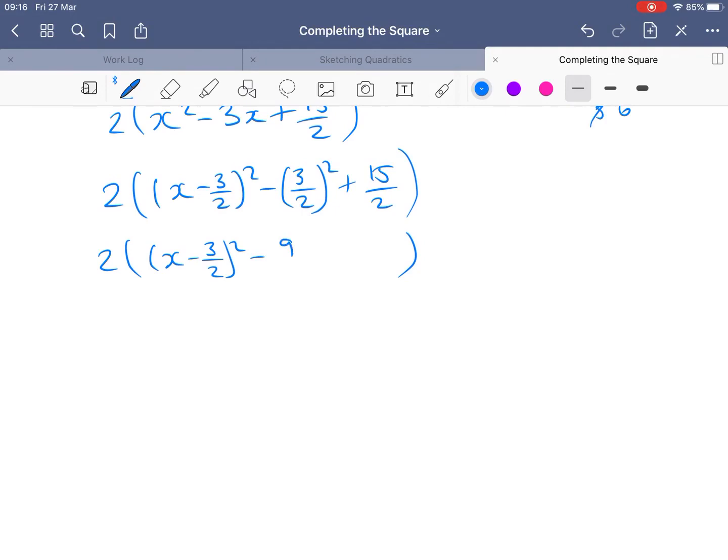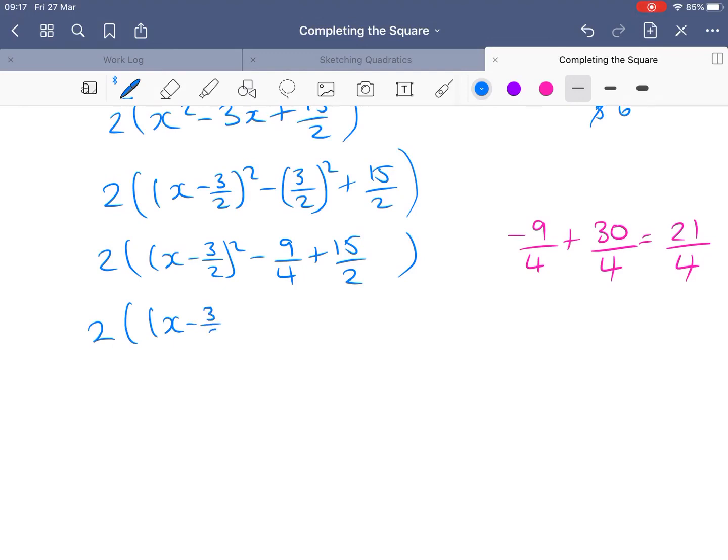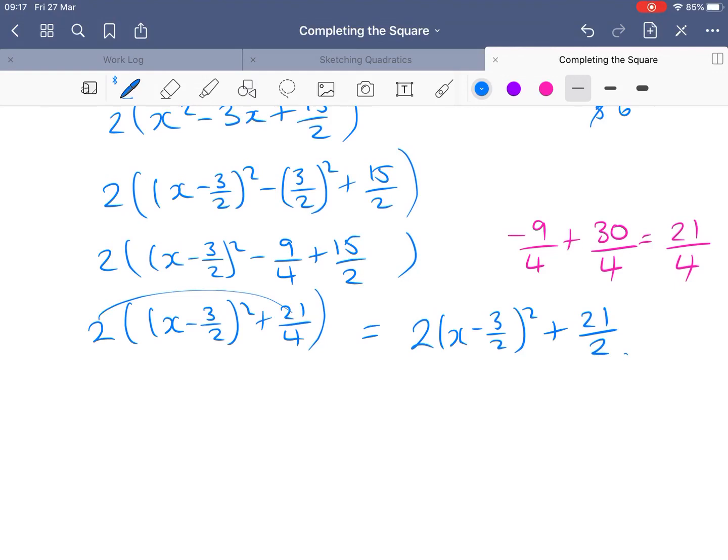Right, so 3 squared is 9 and 2 squared is 4. Add 15 over 2. And again, I'm not going to put it in my calculator. I'm going to try and do it properly. So I've got minus 9 quarters plus, well, 15 over 2 is the same as 30 over 4. So that becomes 21 quarters. So I have 2 bracket x minus 3 over 2 squared plus 21 over 4. And then expand the bracket out and you have 2 bracket x minus 3 over 2 squared plus 21 over 2, because that times that is 21 over 2.